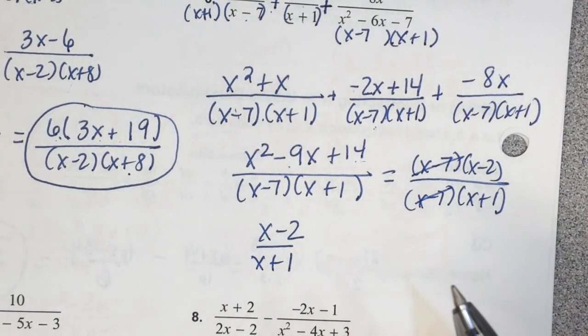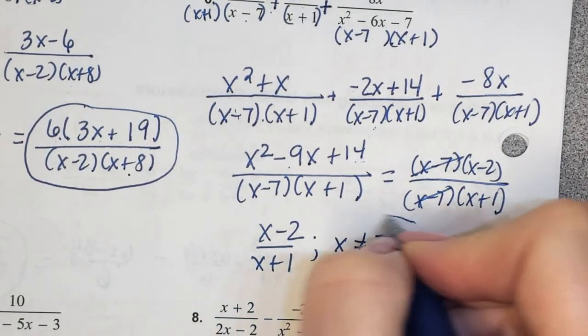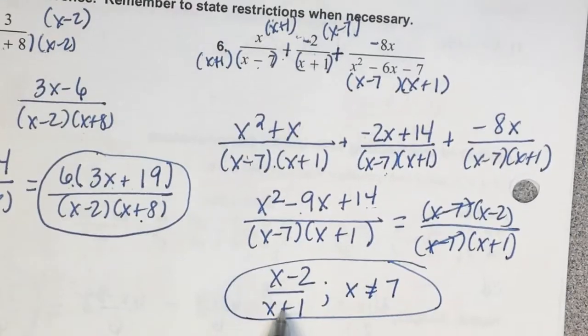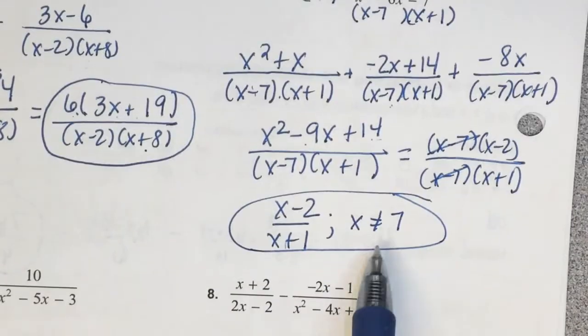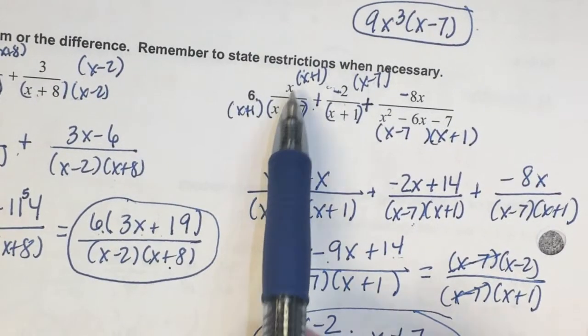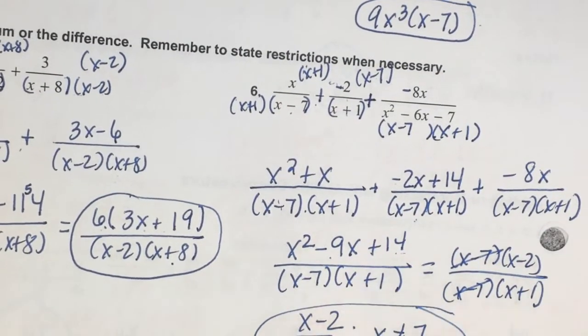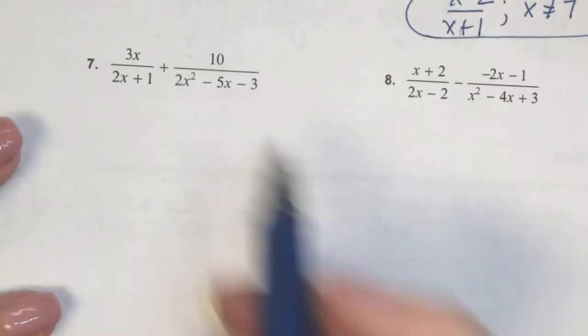What do I have to put, KK? Very good. So this is exactly the same thing as this for any x I plug in except for 7. If I plug in 7 here, I get a nice answer of 5 over 8. But if I plug in 7 here, it's undefined. So big difference. All right, guys, let's keep going.